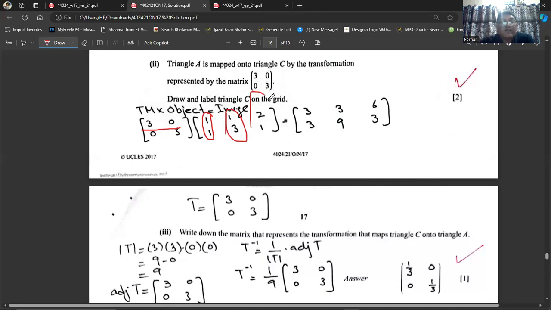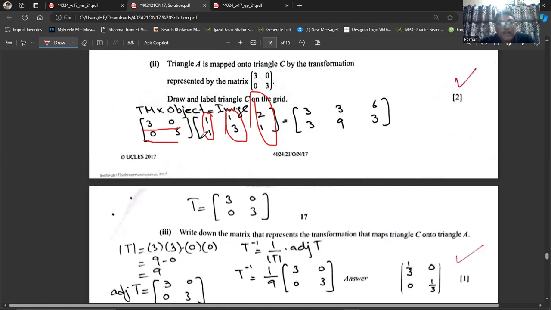The first row, first member will multiply with the first column here. So 3 into 1 is 3 plus 0 into 1 is 0, so the answer is 3. 3 into 1 is 3 plus 3 into 0 is 0, so the answer is this. 3 multiplied by 2 is 6, plus 0 multiplied by 1. So 3 multiplied by 1 is 3 and 0 multiplied by 3 is 0, so it will be 3. 3 multiplied by 2 is 6 plus 0 into 1 is 0, so it will be 6.